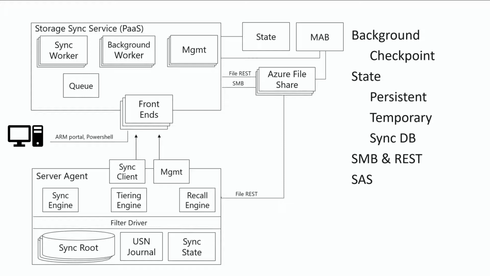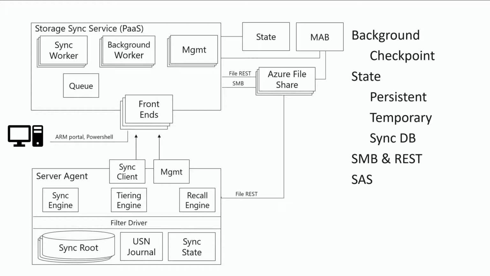The second learning was how we think about state. The state that the storage sync service writes, which is off to the right, we had to consider whether it was persistent or temporary. An example of temporary state is the sync database that exists on every single Azure file share, as well as every single server endpoint. Now it's temporary because we can rebuild that sync database because the authoritative source is the Azure file share store.